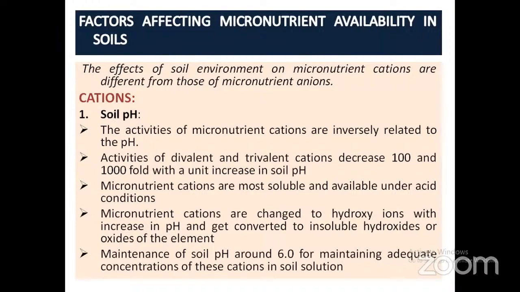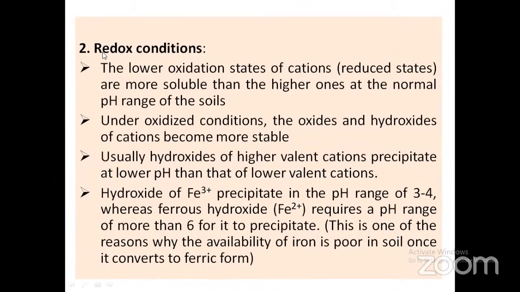So the formation of insoluble hydroxide starts as soon as the pH of the soil solution is raised to 6 and above. So maintenance of soil pH around 6 for maintaining adequate concentration of these cations in the soil solution is necessary. So अगर हमें micronutrient cations की availability plant को पहुंचानी है, so the pH has to be less than 6, because at pH more than 6 there will be formation of insoluble hydroxides and oxides. This is one thing. I'll ask you one question after 2 slides, so you listen to me very carefully. Okay. Now another is, we'll see the effect of redox conditions on the availability of these micronutrient cations.